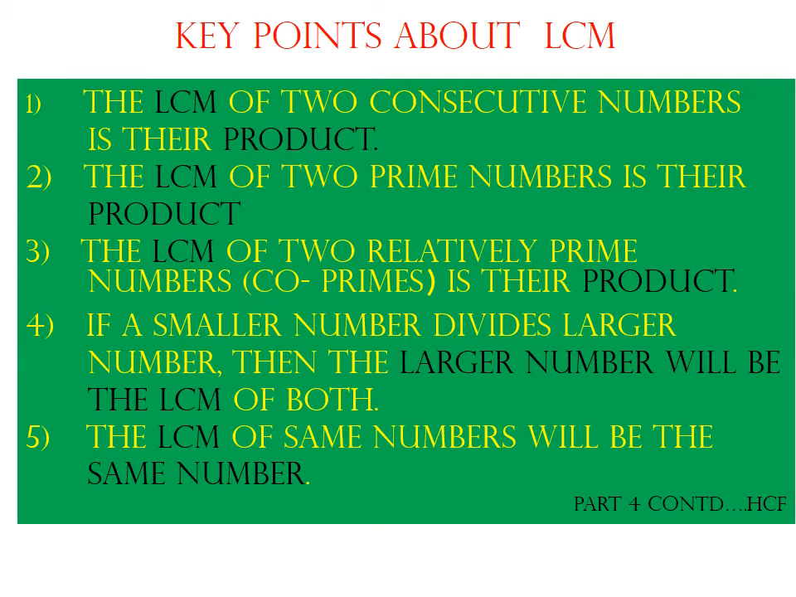The last point is the LCM of same numbers will be the same number. The LCM of 5 and 5 will be 5. The LCM of 12 and 12 will be 12. You have to observe all these key points by doing examples. Suppose in the second point, the LCM of two prime numbers is their product. How do we know? You have to take two prime numbers and write their multiples, write their common multiples, then only you understand the key point about LCM.